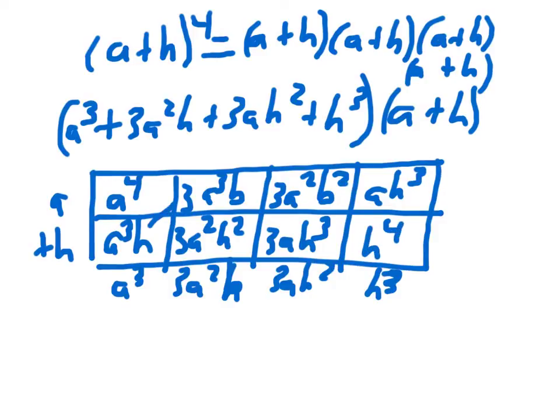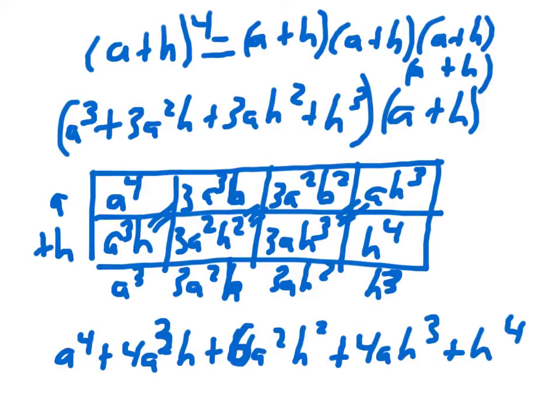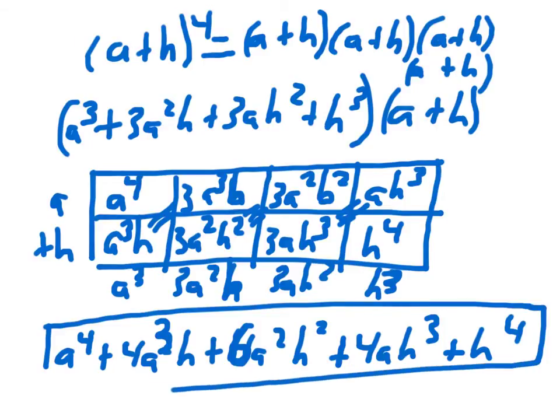And again, just like before, all the like terms are diagonal from one another. Okay? So this becomes a^4 + 4a^3 h + 6a^2 h^2 + 4ah^3 + h^4. And so this is how you expand that problem without parentheses. Kind of a long process, but you get the idea.